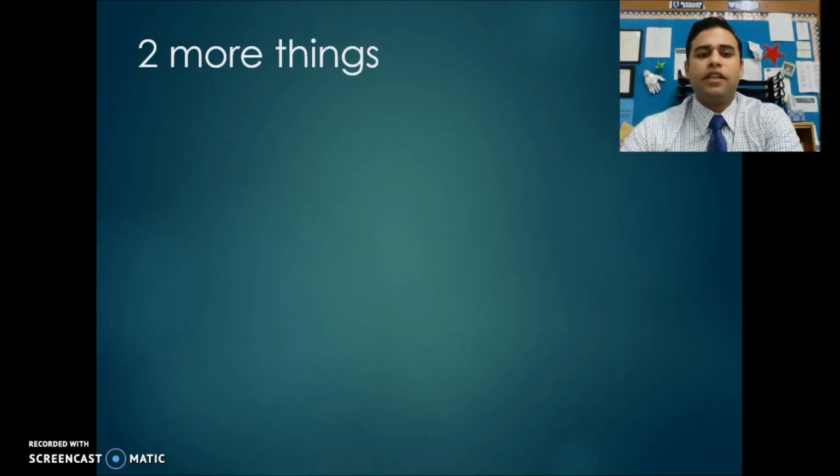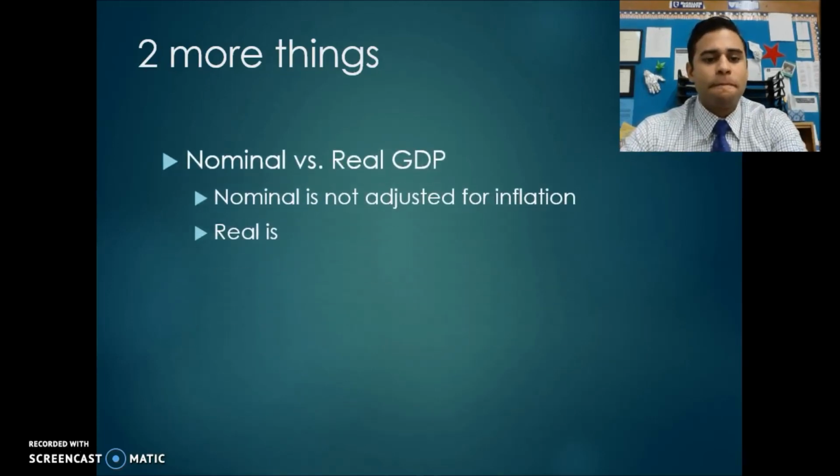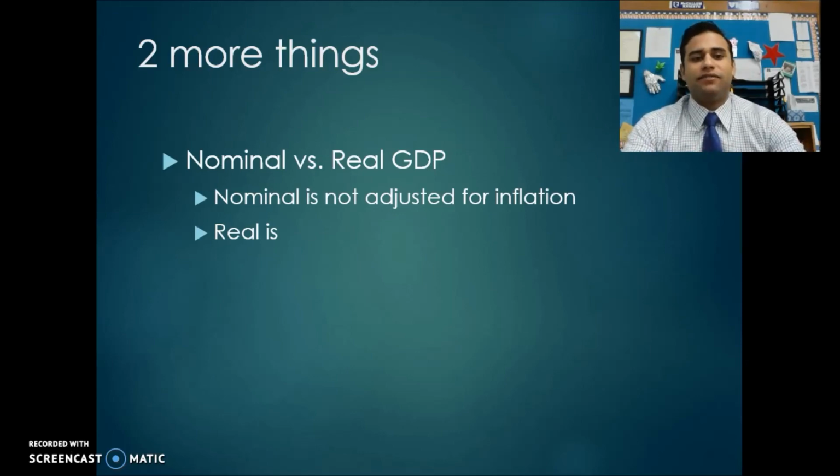Last two things you need to know about GDP, and then I'm going to let you go. Nominal versus real GDP. I promise you we'd talk about this. Nominal is not adjusted for inflation, but real GDP is adjusted for inflation. And so what we have to do is deflate the GDP. Okay, and we'll have something called the GDP deflator, but we'll talk about that actually later. But this is that distinction between saying that, okay, how much could I sell everything that was produced this year in today's prices? That would be nominal GDP.